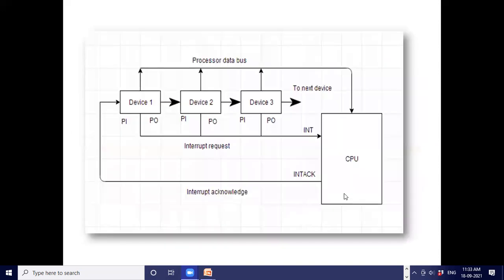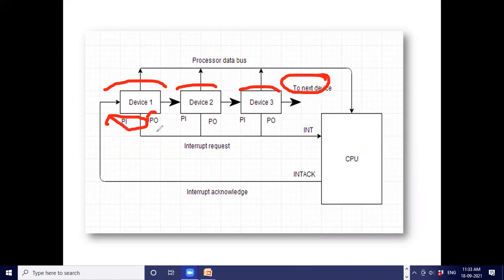Let me show you one diagram. Can you see this figure? Yes, sir. Okay. You can see device 1, device 2, device 3. They are in serial manner. We try to organize them on priority basis. And similarly, device 2 will be connected to the next device. Then input and output are attached to that device with the help of processor data bus. This bus carries this information to the CPU.